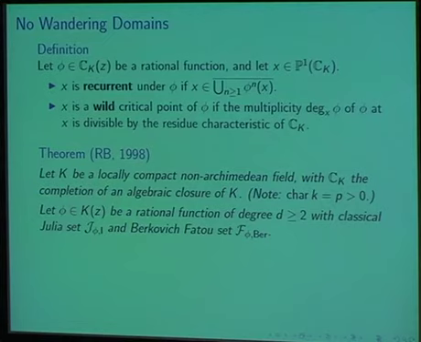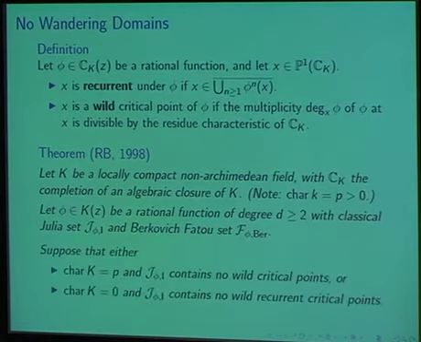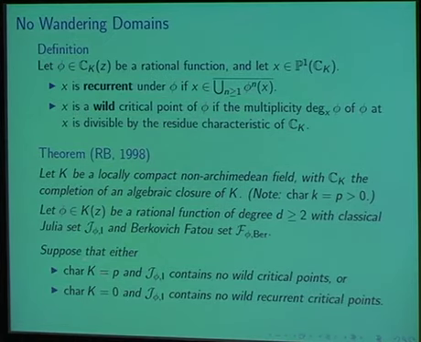So take a rational function. I'm going to talk about the type 1 Julia set of it, but the Berkovich-Fatou set of it, for reasons that will hopefully become clear. Suppose that, well, there's two possibilities. Either the characteristic of K is actually also that positive number p, or it was characteristic 0. So characteristic of K is p, that's like the function field case, and characteristic 0, that's like the p-adic field case.